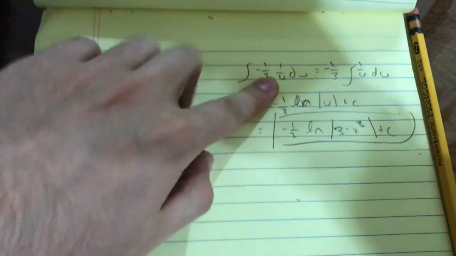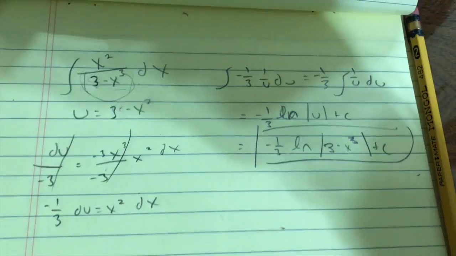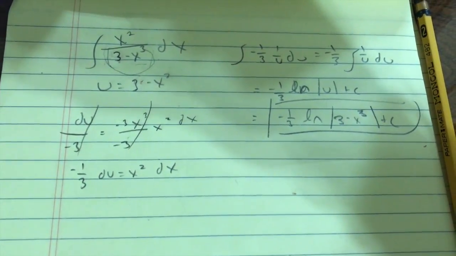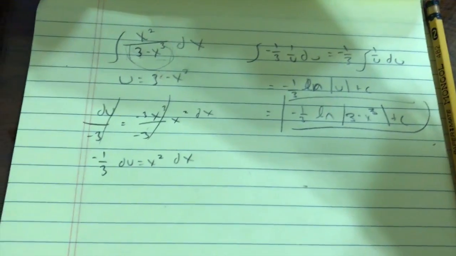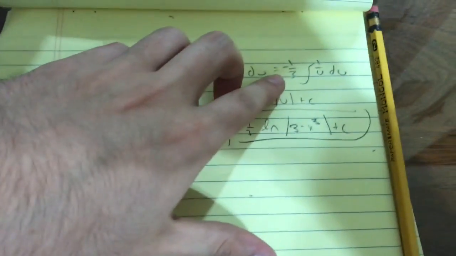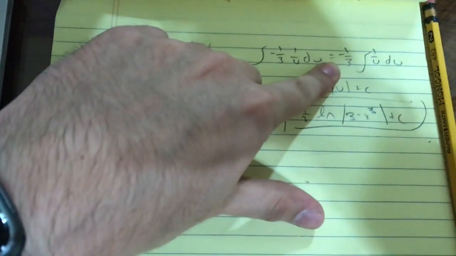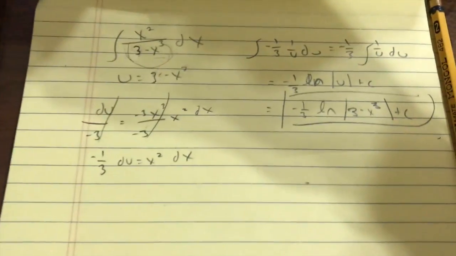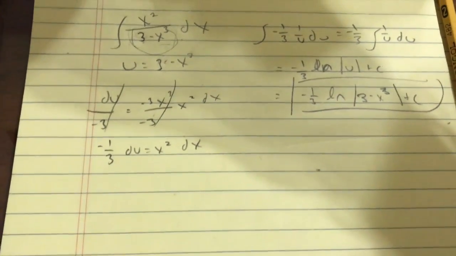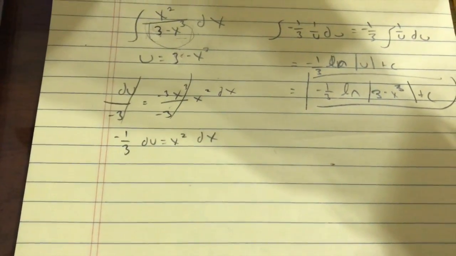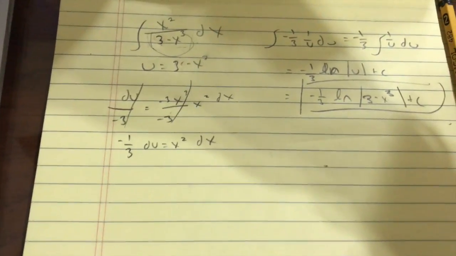And here is where you can see the log rule when it is applied. Then the negative 1/3 can be pulled out of the integral, as seen in here, and that will make the integral of 1 over u equal to negative 1/3 times the natural log of the absolute value of u plus c, representing the constant that we know.